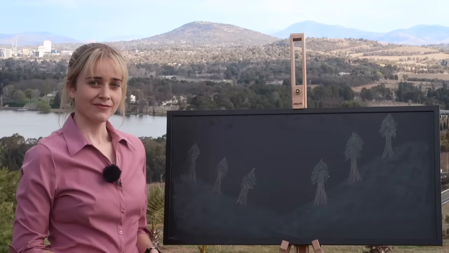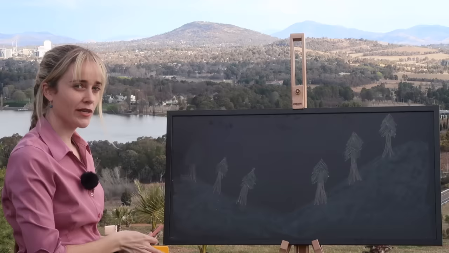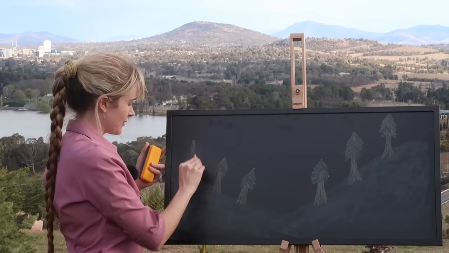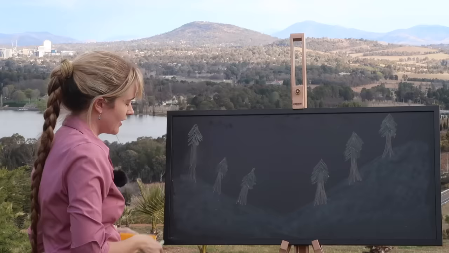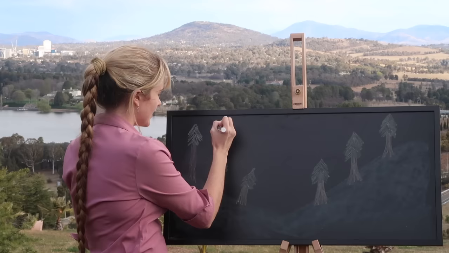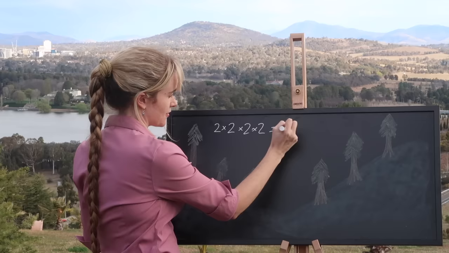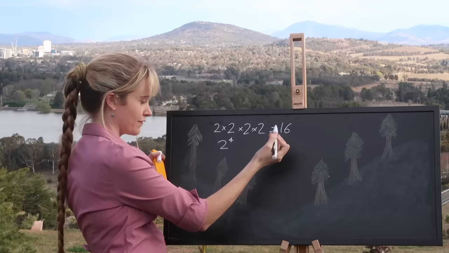If we had a tree that was doubling in size every year, then say after 4 years, it would be 16 times as tall as when we started. This is not quite to scale, but I think you get the idea. Now, mathematically, we could write that down. It is essentially 2 times 2 times 2 times 2 is equal to 16. You could also write that as 2 to the 4, because there are 4 2s, is equal to 16.